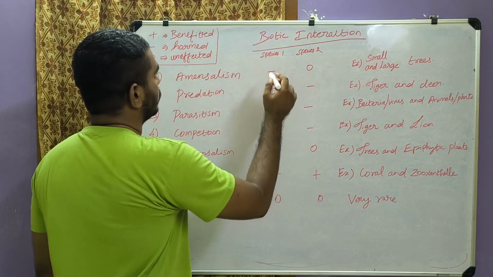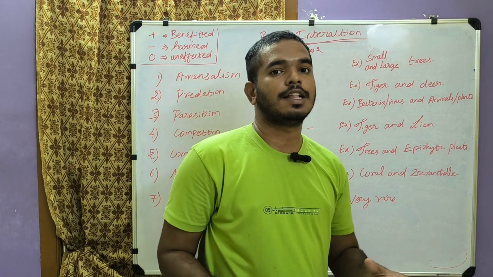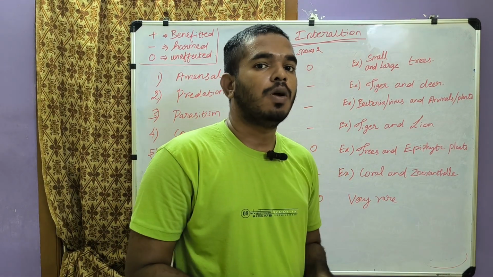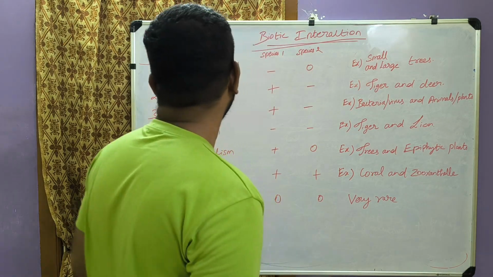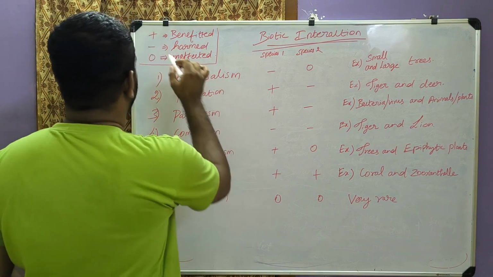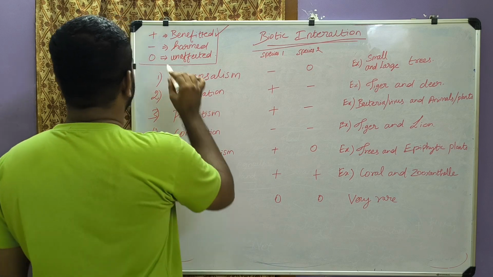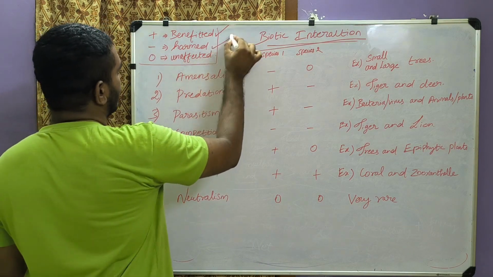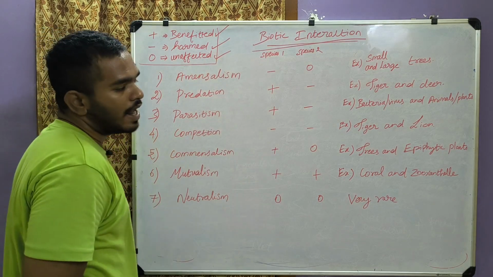In this video what we are going to see is biotic interaction. Biotic interaction is nothing but the interaction between one organism or species and another species. Here three symbols are used. Plus symbol indicates benefited, second, minus symbol indicates harmed, then zero indicates unaffected.